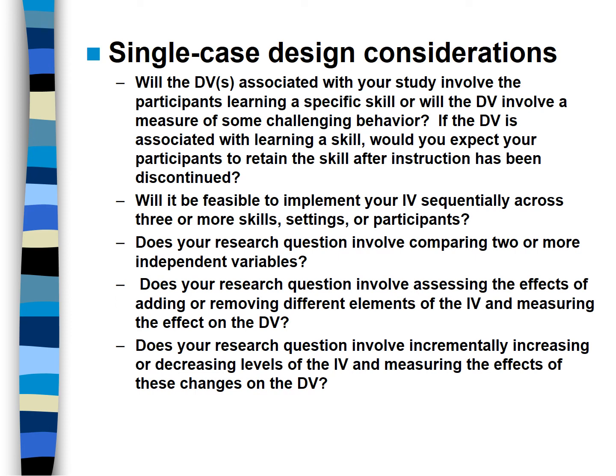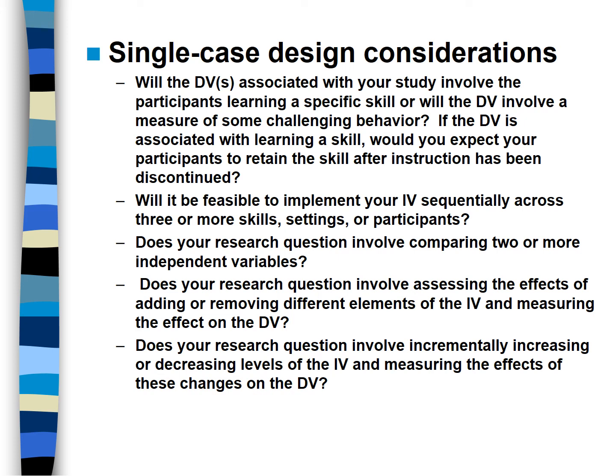So if I'm implementing an intervention with a student with challenging behavior, most often I'll start out in one setting where I have the most control, and then I'm gradually going to implement that intervention in different settings. So they work really well in applied settings. The next issue is, does your research question involve comparing 2 or more independent variables? So do you have a comparison type study? If you do, probably not a multiple baseline design, more of an alternating treatment design in that case.